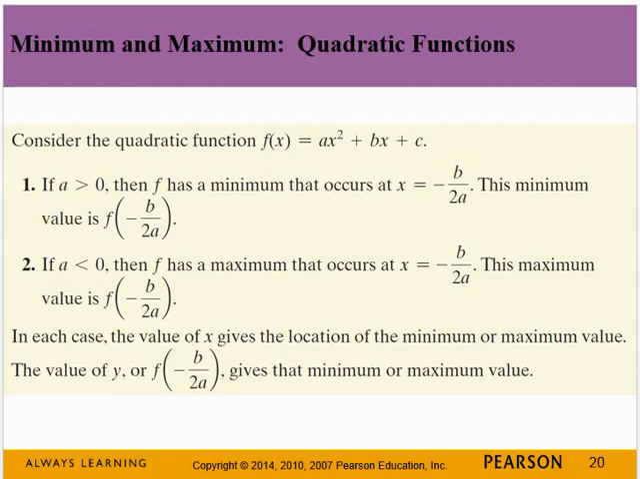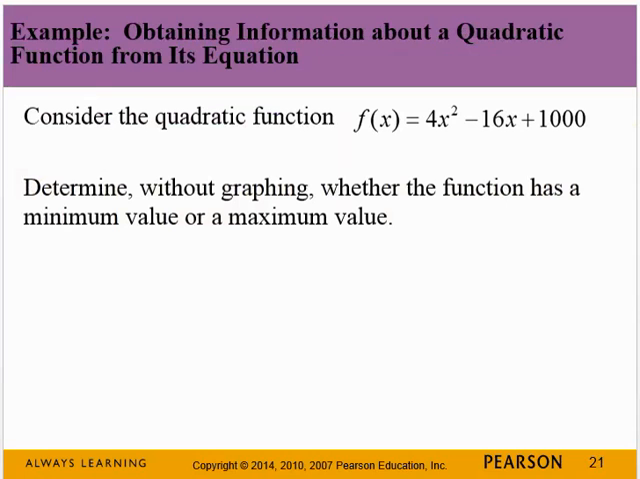Second part, if a is less than 0, then f has a maximum that occurs at x equals negative b over 2a. And this maximum value is f of negative b over 2a. So again, the y value of your vertex. In each case, the value of x gives you the location of the minimum or maximum value. The value of y, or f of negative b over 2a, gives you the minimum or maximum value.